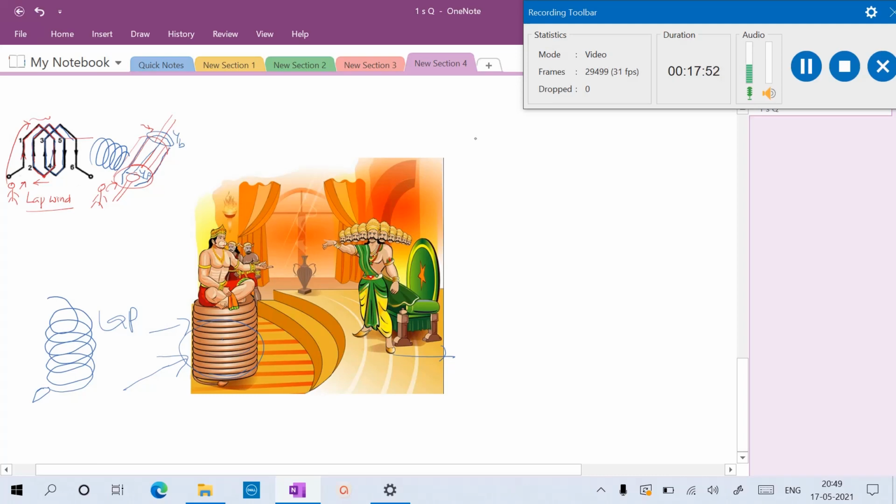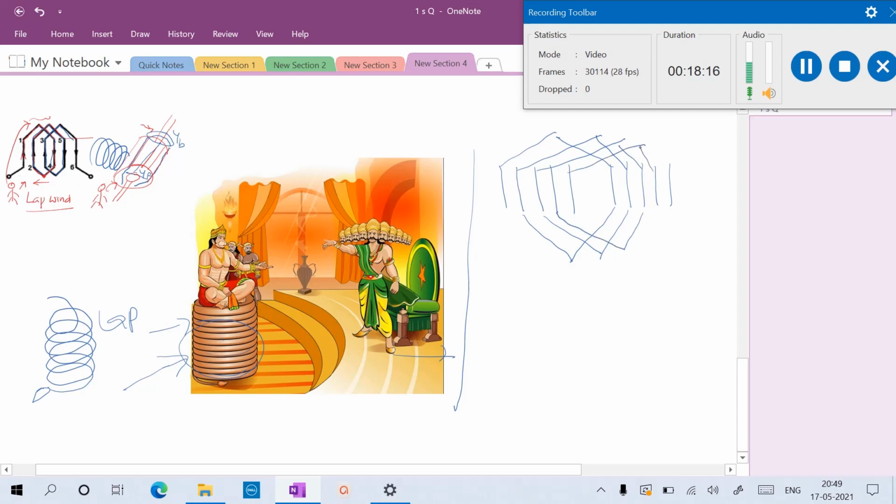Now what is the wave winding? In lap winding, the conductors are under the influence of one pole pitch. This conductor is connected here, comes back here, and is connected here, going and coming back once again. These are the starting and ending. This is known as the lap winding.